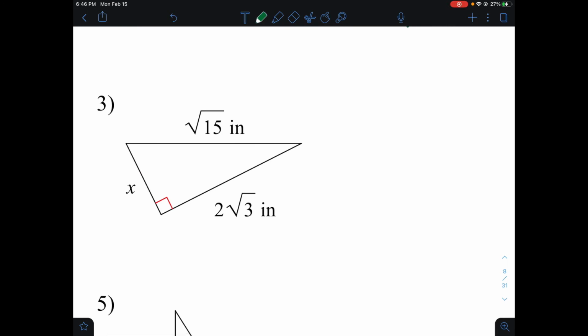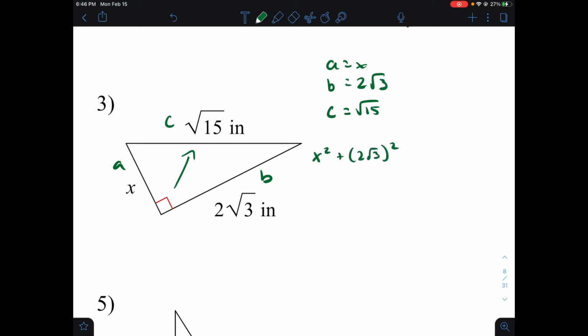So we can go ahead and take the square, or not square root, I don't know what I'm talking about. We have to find the hypotenuse, or the C. So we'll say our C is root 15. We'll make this A and we'll make this B. So we'll make A equal to x and we'll make B equal to 2 root 3. So we can go ahead and set this up. We get x squared plus 2 root 3 squared equals root 15 squared.